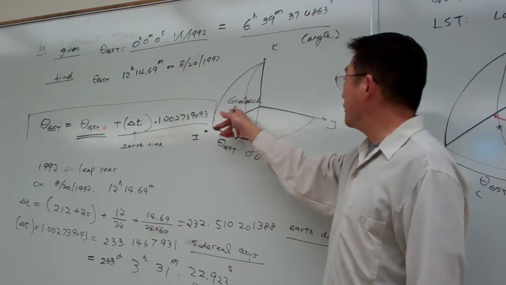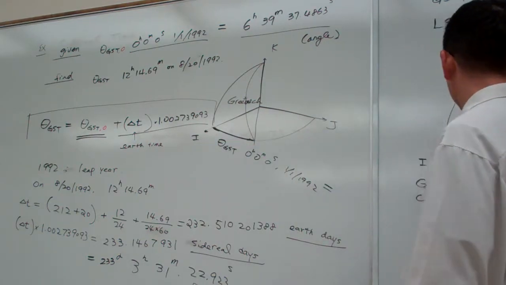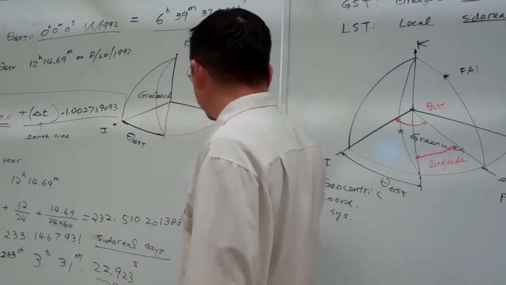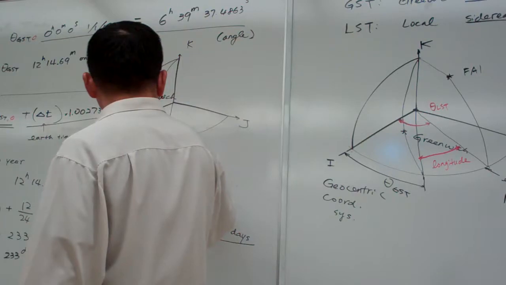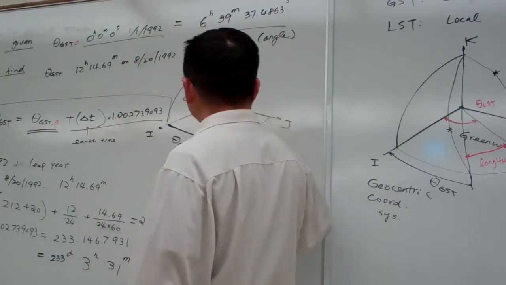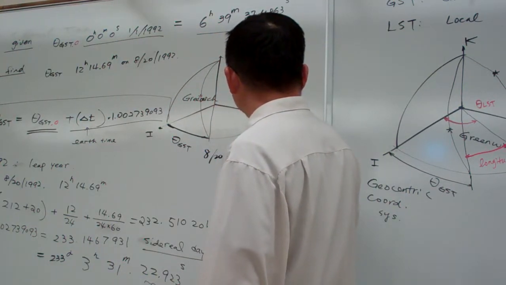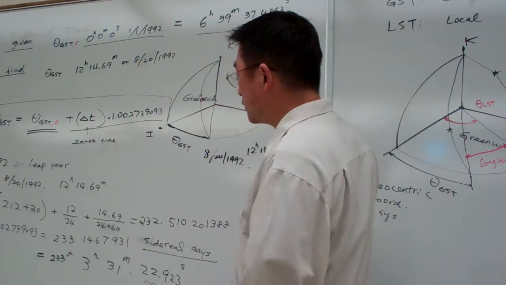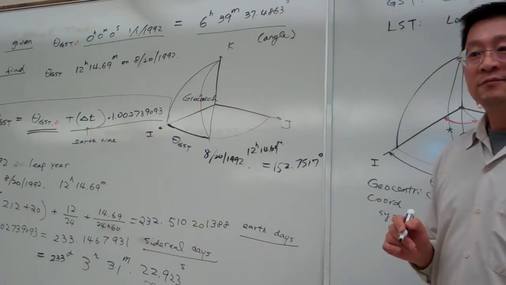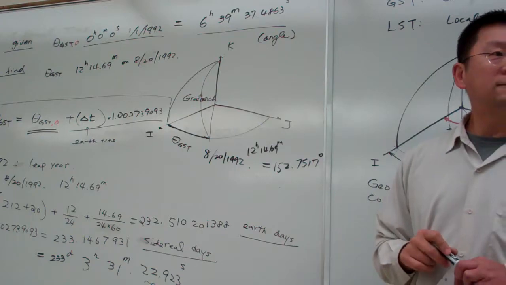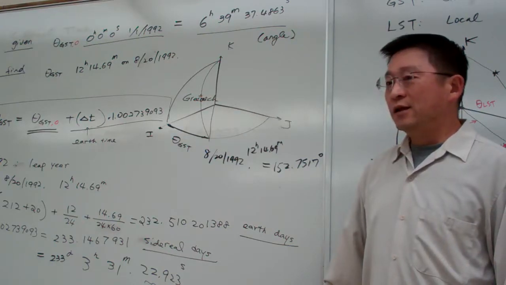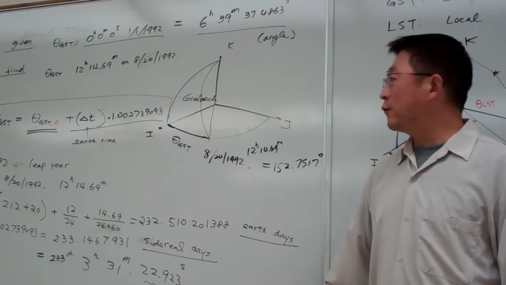We know the angle of the Greenwich here. So on this day, August 20, 1992, at that specific time, 12 hours, 14.69 minutes, this angle will be equal to 152.7517 degrees. We good? So again, let me let you finish the writing, and let me go over one more time.